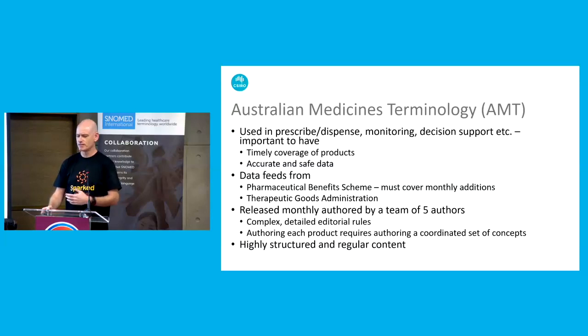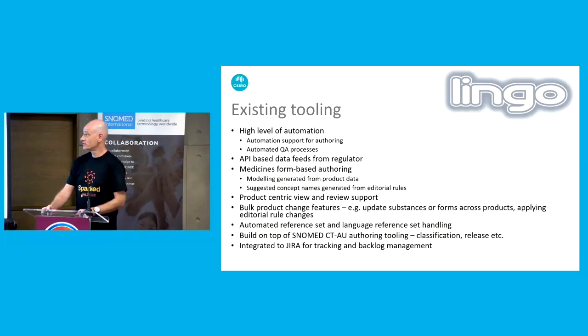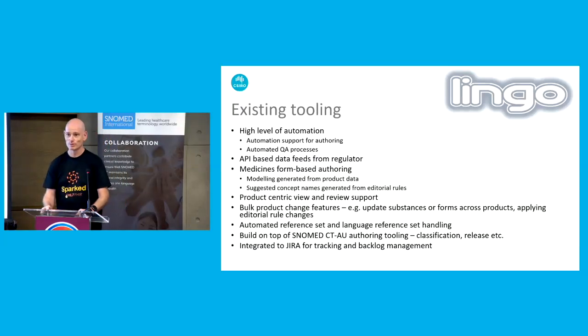The other thing I would say about AMT is it's quite structured. I mean, most medicines terminologies are quite structured and regular. So the existing tool that we have is called Lingo. We built it 10 years ago, probably slightly over 10 years ago now. It has a very high level of automation support, particularly for meds authoring. That's particularly for the authoring, but also the QA processes as well. And a lot of that automation is really to enable the amount of throughput that we get through with the authors that we have, and the safety level that's required, essentially.